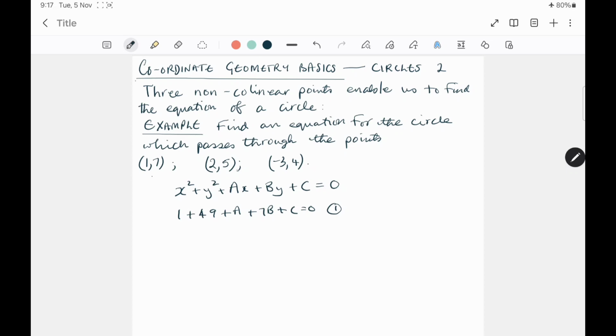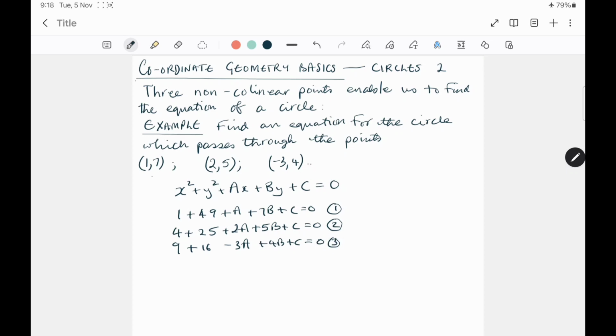And then do the same with the points whose coordinates are 2 and 5. What will that give us? 4 plus 25 plus 2a plus 5b plus c is 0. Call that equation number 2. And last of all, using the coordinates (-3, 4), you'll get 9 plus 16 minus 3a plus 4b plus c equals 0. That's equation number 3.